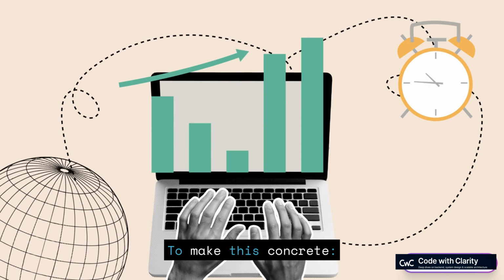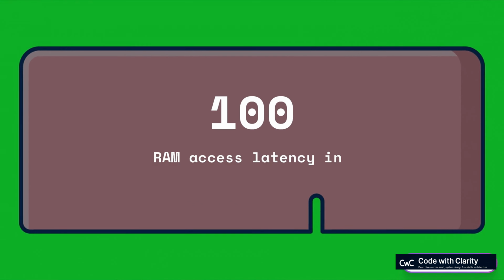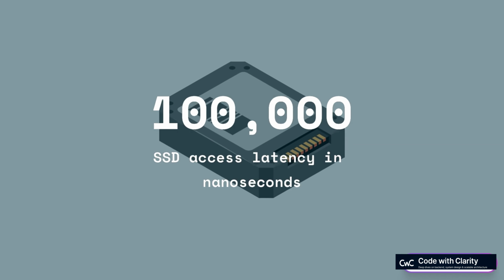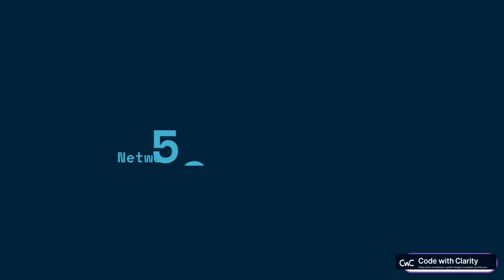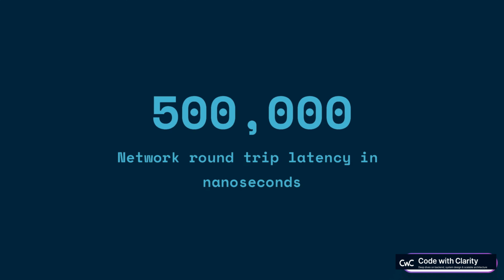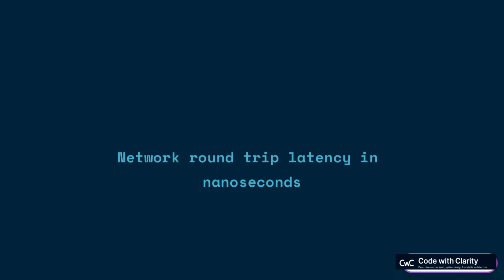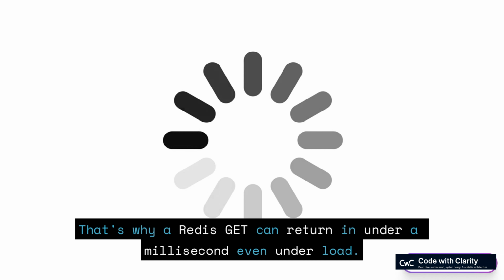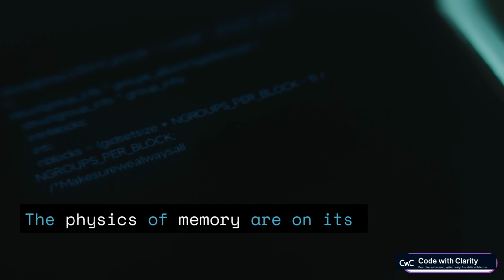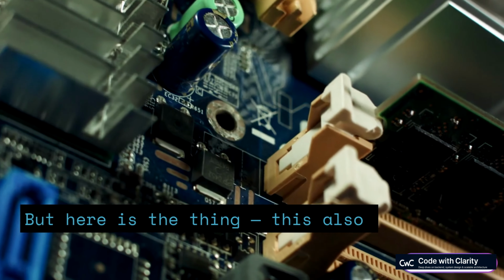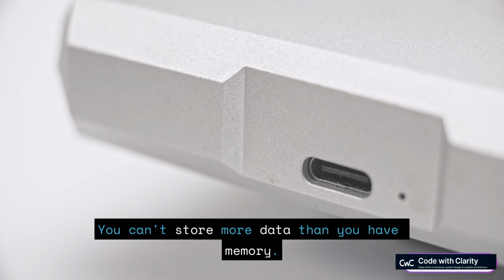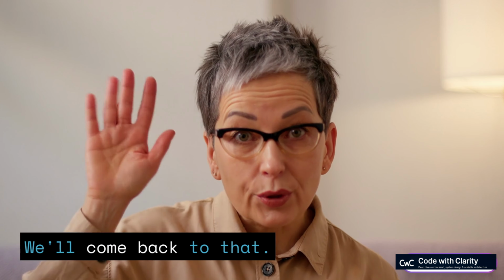To make this concrete, RAM access takes about 100 nanoseconds. SSD access takes about 100,000 nanoseconds. And a network round trip, about 500,000 nanoseconds. That's why a Redis GET can return in under a millisecond, even under load. The physics of memory are on its side. But here's the thing. This also means Redis is bounded by your available RAM. You can't store more data than you have memory. That's a real constraint, and we'll come back to that.